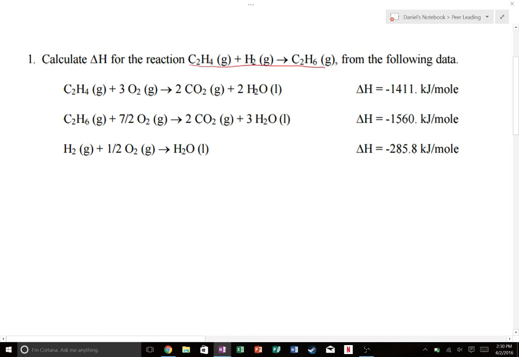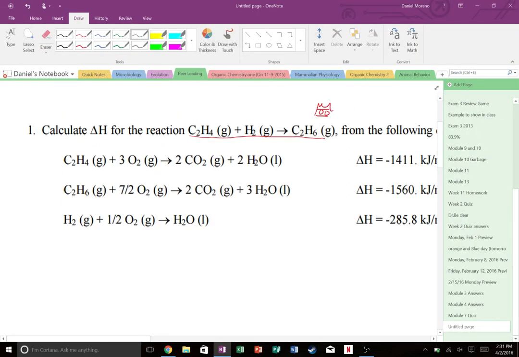All right. So the problem is actually asking us to calculate delta H for this reaction, and it says acetylene, that's C2H4, plus hydrogen gas makes ethane, C2H6, from the following data. I like to label this reaction up here our king reaction, and you'll see why right now. These three reactions right here, I'm going to call sub-reactions, so let's label them: reaction 1, reaction 2, and reaction 3.